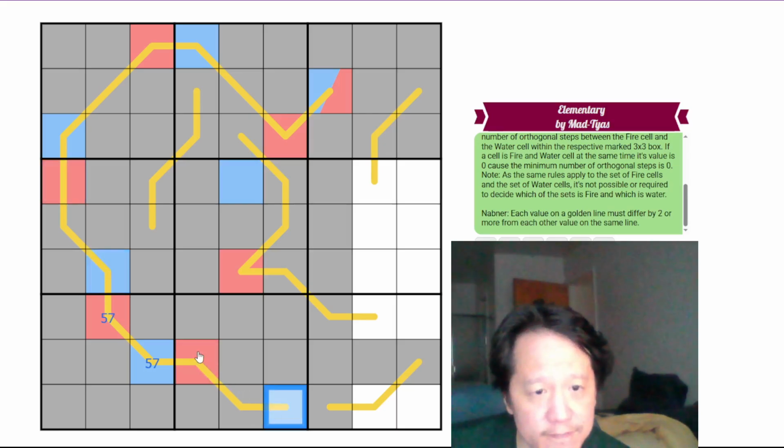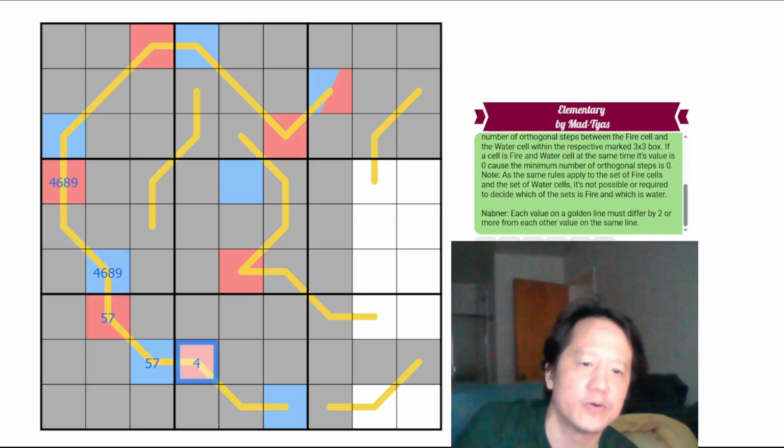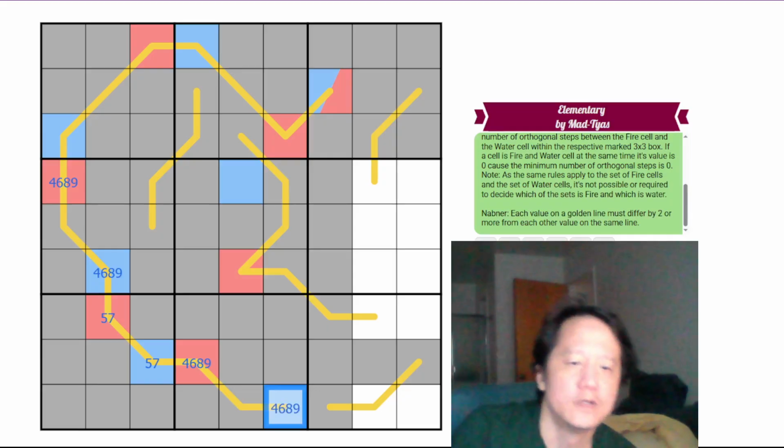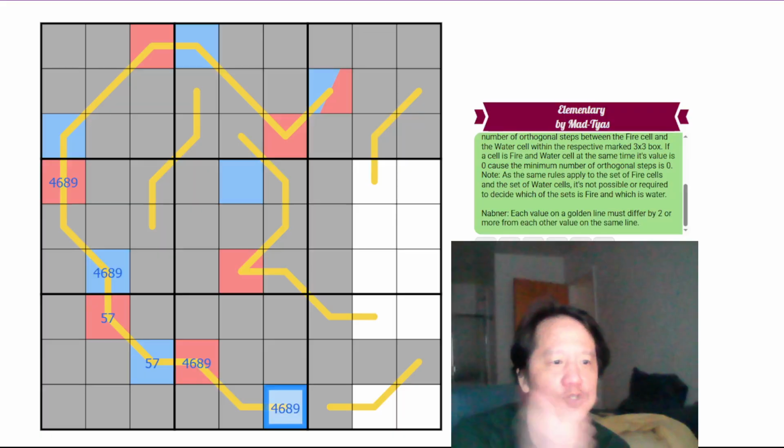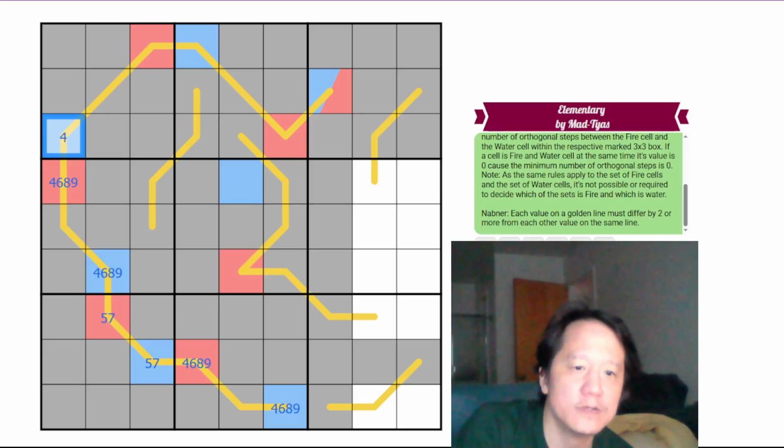We know this has to be 4, 6, 8. No. Yes, 4, 6, 8, 9, because that's the only combination that works for the 3 apart. So that gives us 4, 6, 8, 9. So it's 27, 24, 18, and 12. We need 16, so that would be 4 here. We do not have 21, so it has to be 4, 5, 8, 9 here.